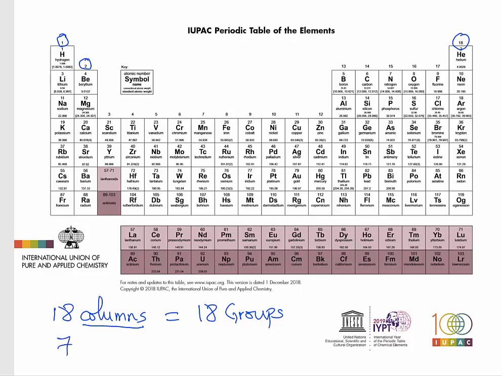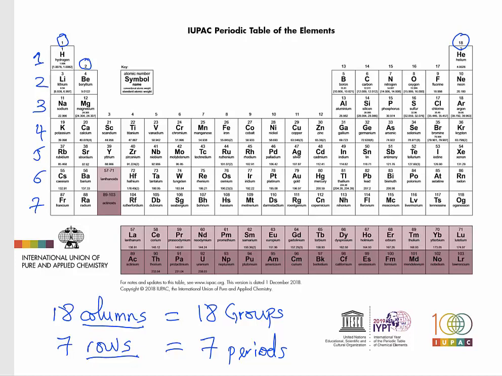There are 7 rows in the periodic table. The rows are usually called periods. So that means there are 7 periods in the periodic table. 1, 2, 3, 4, 5, 6, 7.